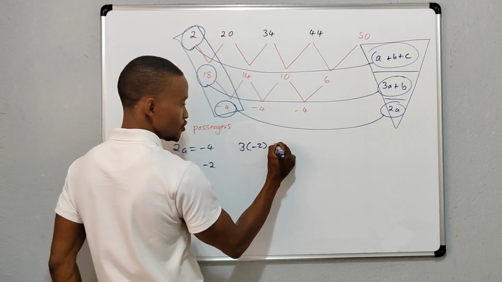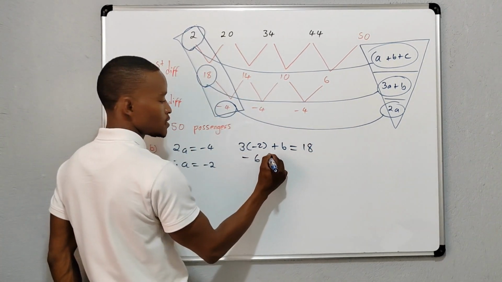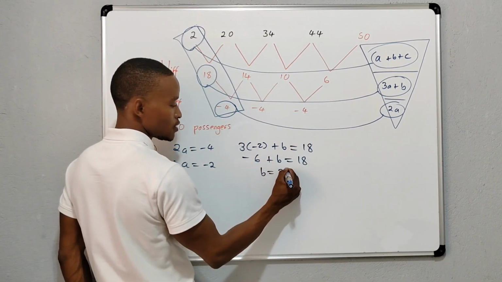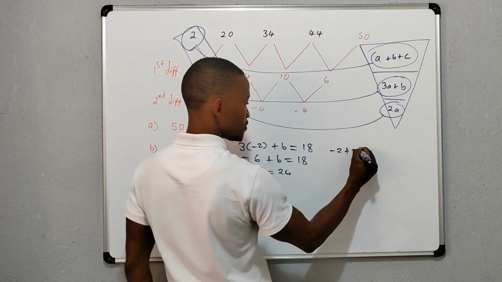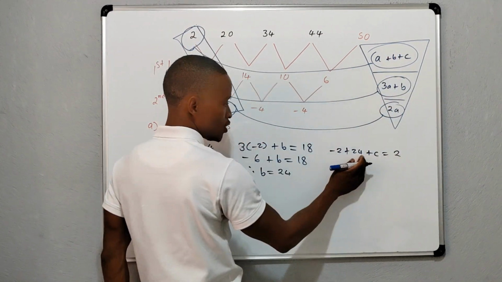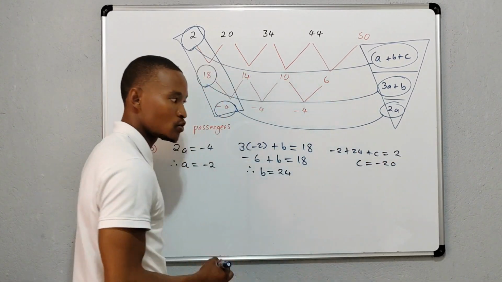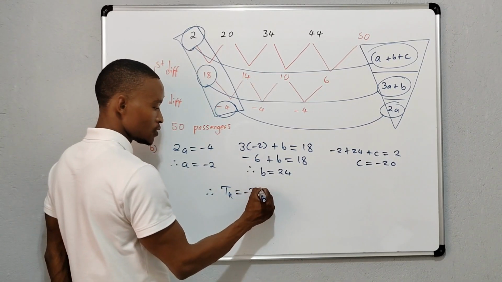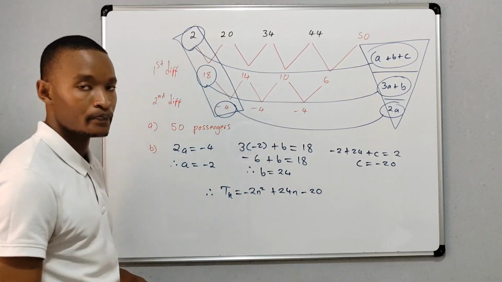3 times negative 2 plus b is equal to 18. Okay, what is this? Negative 6 plus b equal to 18. You transpose, you get 24. Okay, a, negative 2 plus 24 plus c, okay, is equal to 2. This gives you 22. You minus, you get a negative 20. Okay, so therefore, the general formula Tn is negative 2n squared plus 24n minus 20.